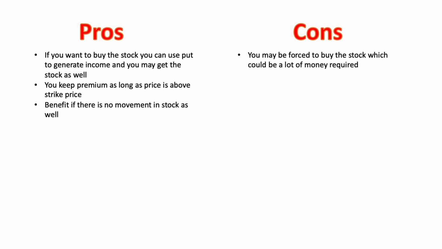As far as the pros and cons of this method, let's say you wanted to buy the stock of Apple. You can use a put to generate the income, and if the stock comes down in price, you would also get to buy the stock. So in essence, you'd be buying the stock for a slightly lower price because you got the premium, and you keep that premium regardless of having to buy the stock. You also benefit in this situation if there's no movement in the stock, as long as it's above the strike price. The biggest con here is that you may be forced to buy the stock, which could require a lot of money.